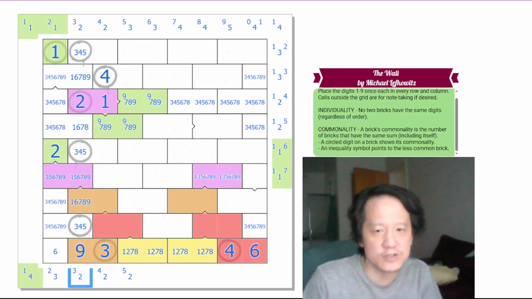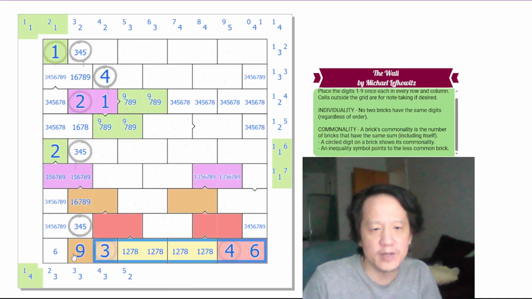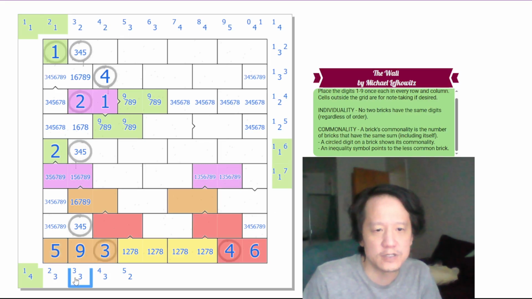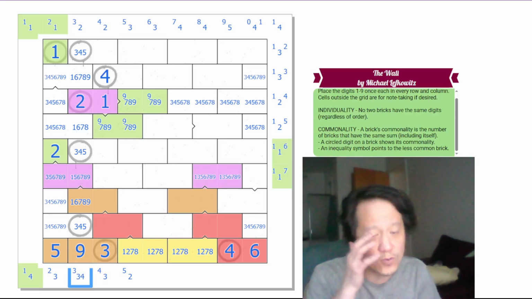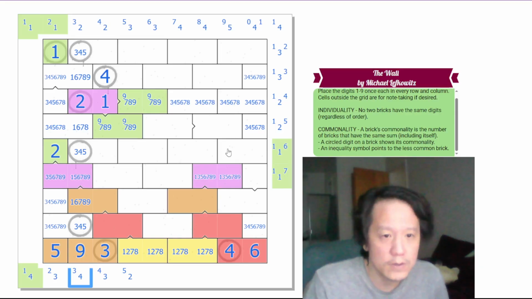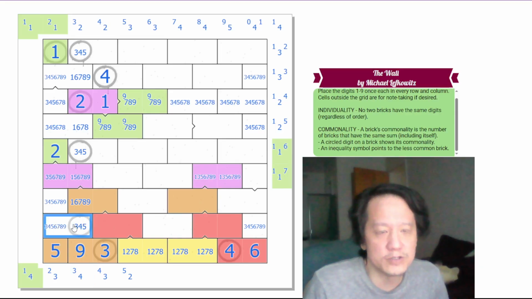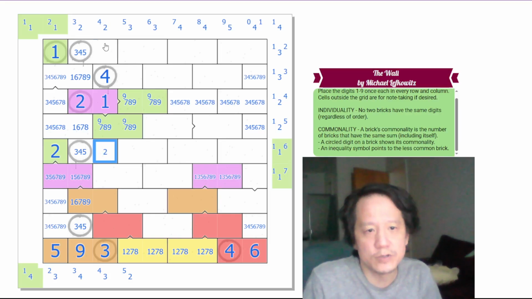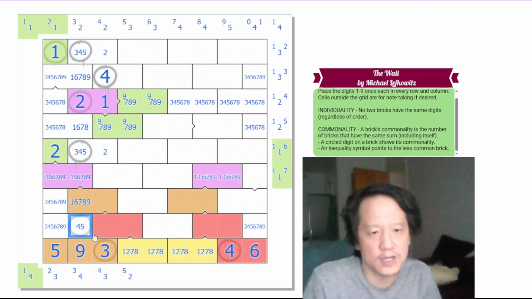That gives us 3 and 3 for commonality 3s and 4s. That makes this a 5. So this is 5, which is commonality 3. So that's orange. That's another orange. So this is 4 instead of 3. This can't be 3 because the 3 has to be with 2. So we know 2 has to be one of these 2. So this can't be 3 here.